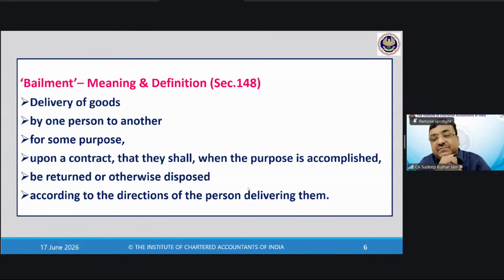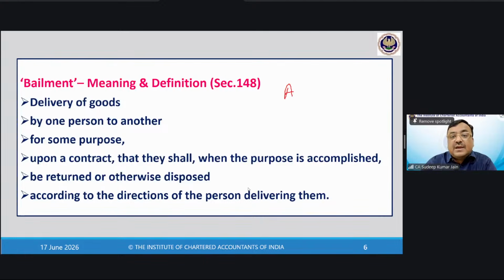Let's see the definition given in section 148. Bailment means delivery of goods by one person to another for some purpose, upon a contract that they shall, when the purpose is accomplished, be returned or otherwise disposed of according to the direction of the person delivering them. That is, the goods will be returned to the person who delivered or disposed of according to his direction.